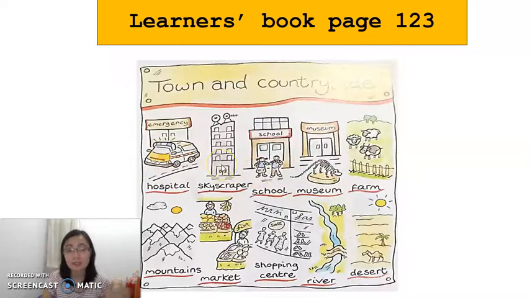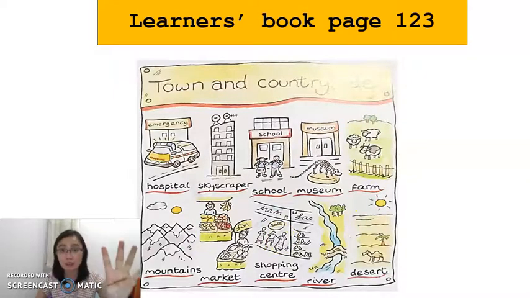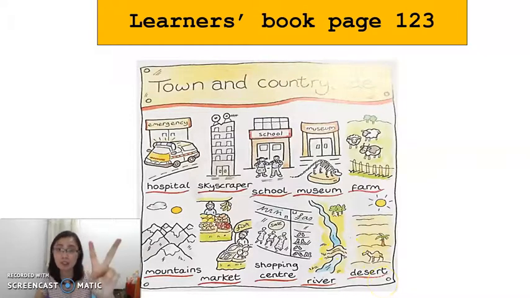Next up, skyscraper. Another 3 syllables. School. Only 1 syllable. Museum. 3 syllables. Farm. 1 syllable. Mountains. 2 syllables. Market. 2 syllables. Shopping center. 4 syllables. River. 2 syllables. Desert. 2 syllables. So that's how you're going to count the number of syllables in each word.